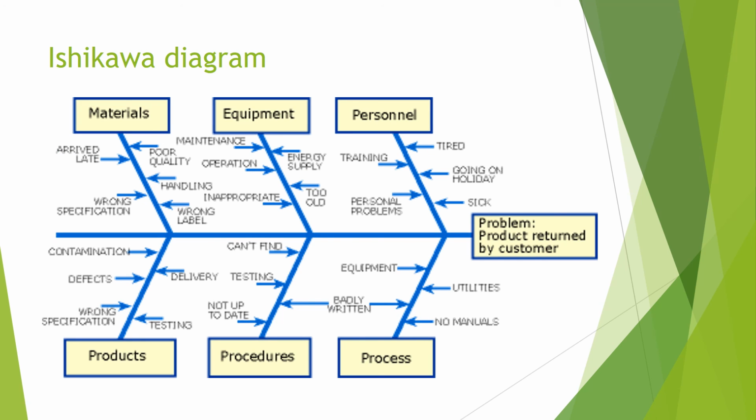This is an example of an Ishikawa diagram, right? And it is using the six M's, right? Just for you to see the example, right? And I think that would be it for today.